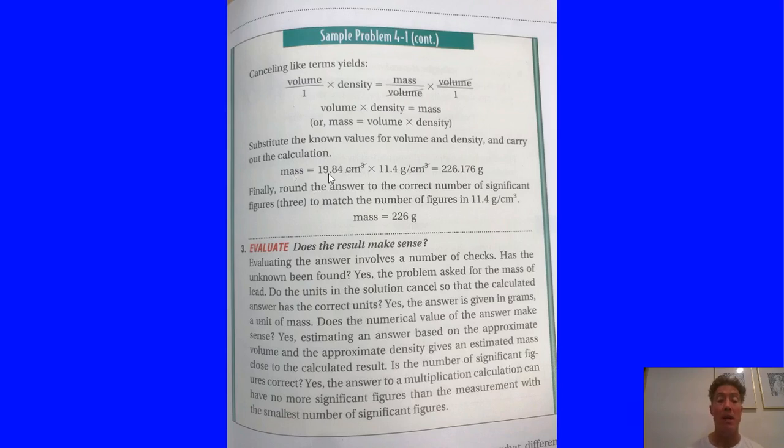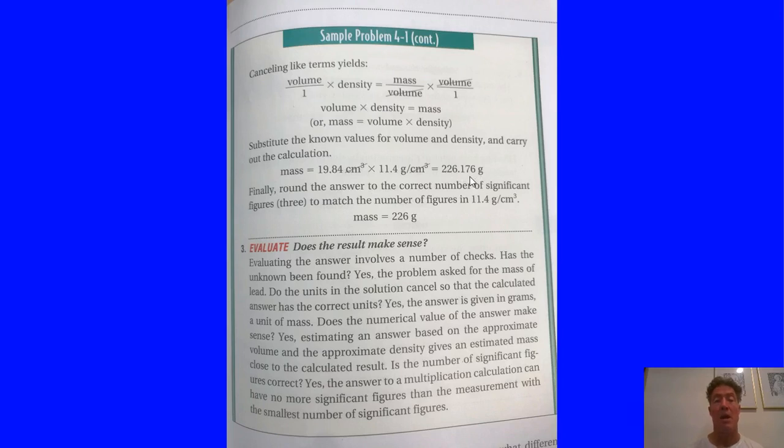So then we just plug in what we know. Mass is going to be volume, 19.84 cubic centimeters, times our density, 11.4 grams per cubic centimeter. Notice how our cubic centimeters are going to cancel, which is what we would hope for, so that our answer is in grams alone. That's what we track mass in, is grams.